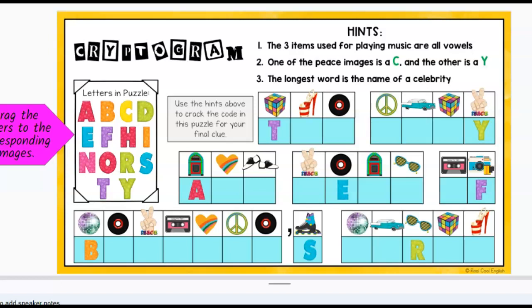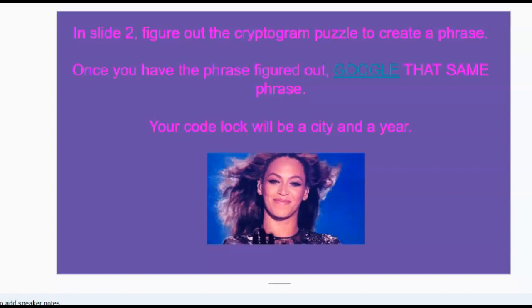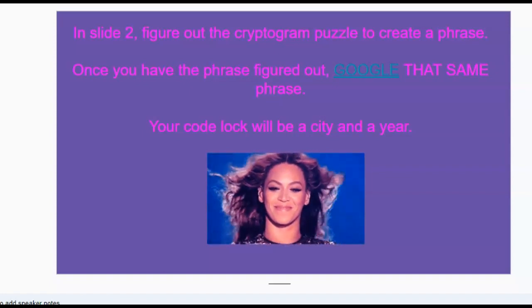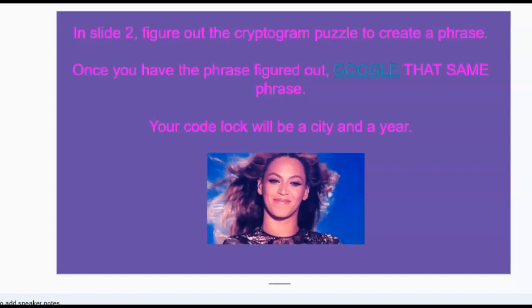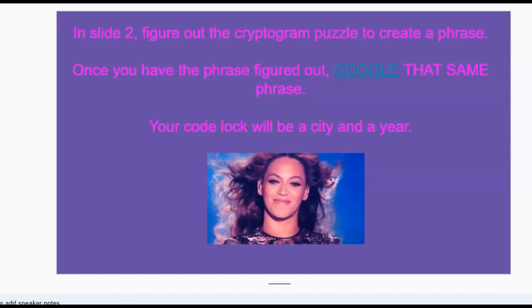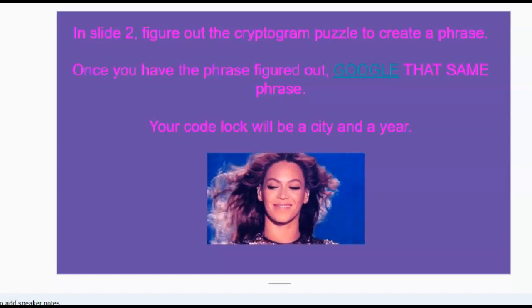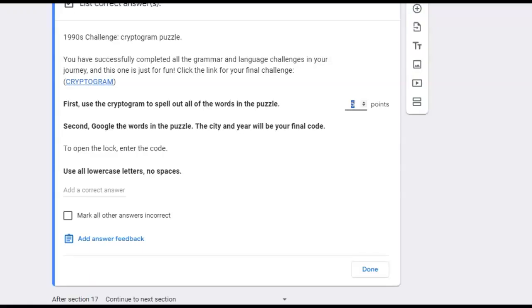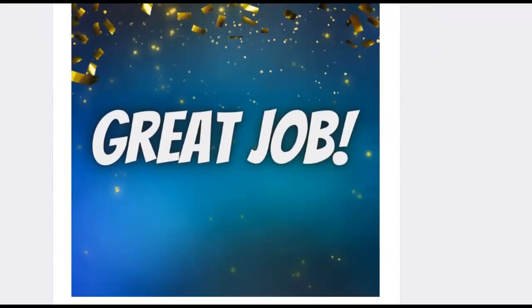Well, you have some Rubik's Cube areas that are blank, so you're going to drag and drop the letter T into those spots. And you're going to come up with a phrase out of all these blue letters. And you're going to Google that phrase. It's going to have something to do with this lady here. That's Beyonce, if you didn't know. And once you Google the phrase, you'll figure out a city and a year. And that's the end to your lock code for the cryptogram. And then you'll be all done.